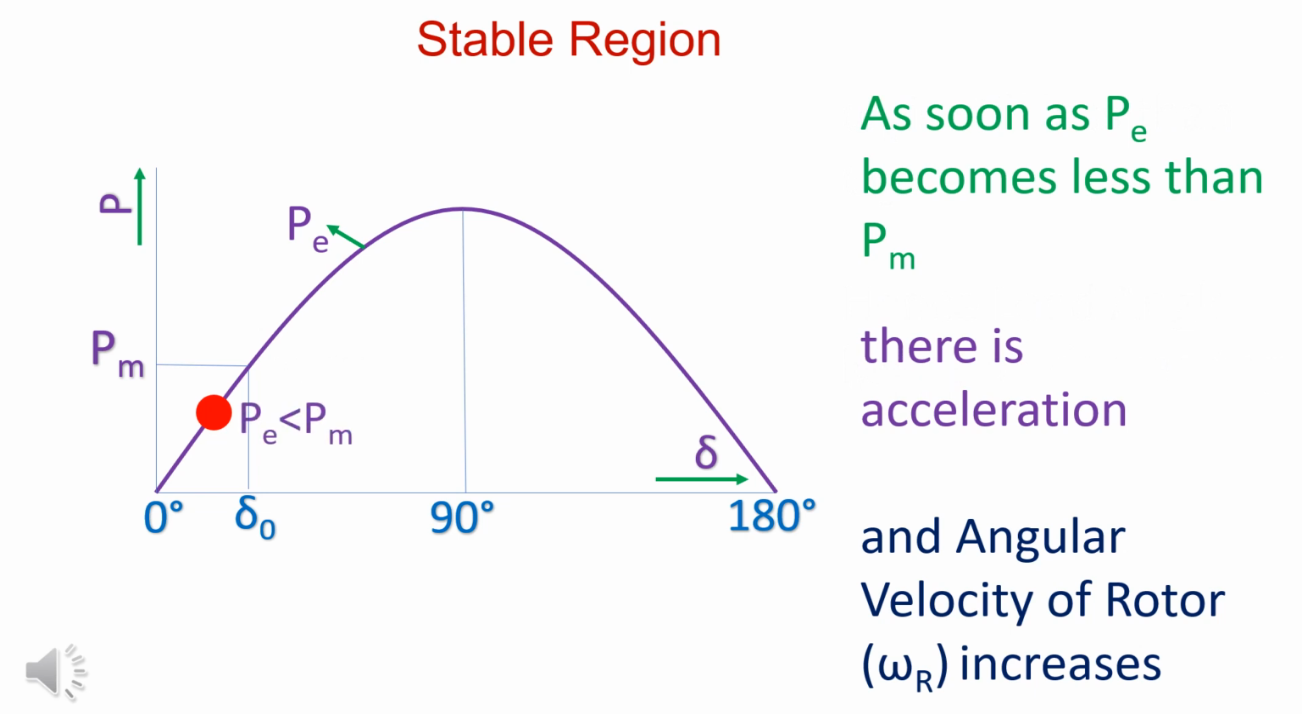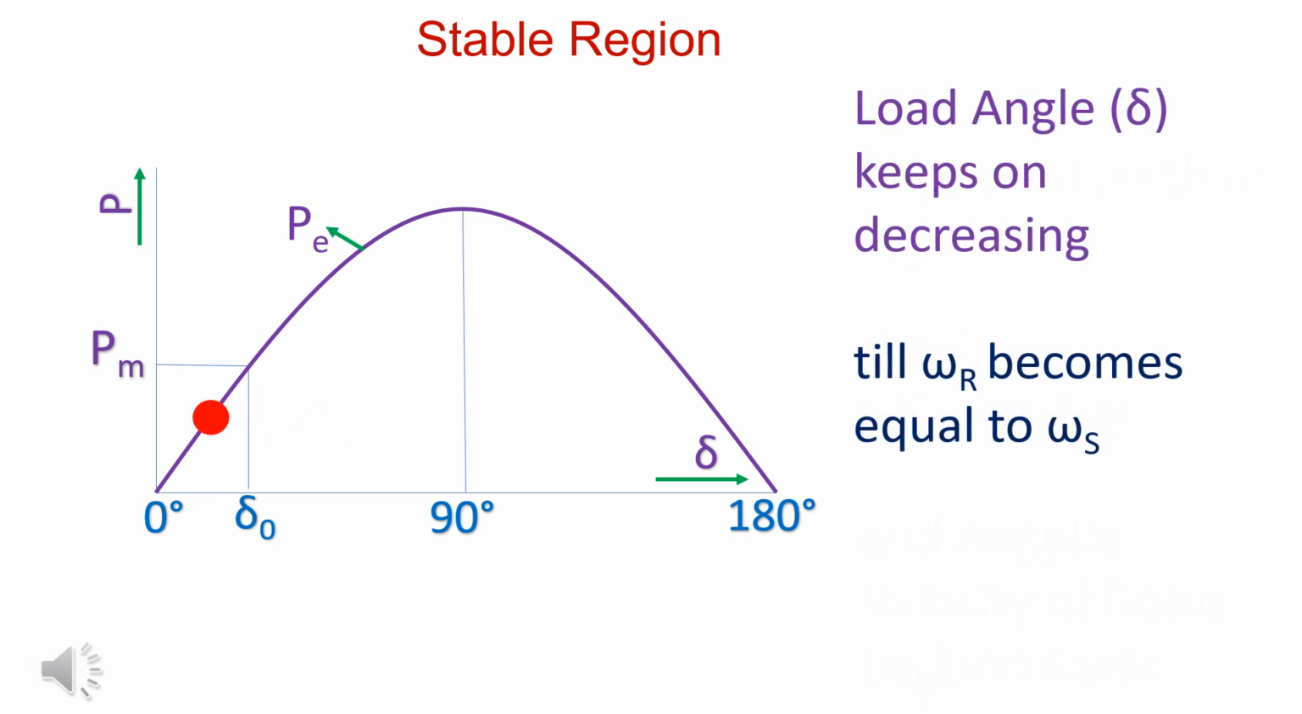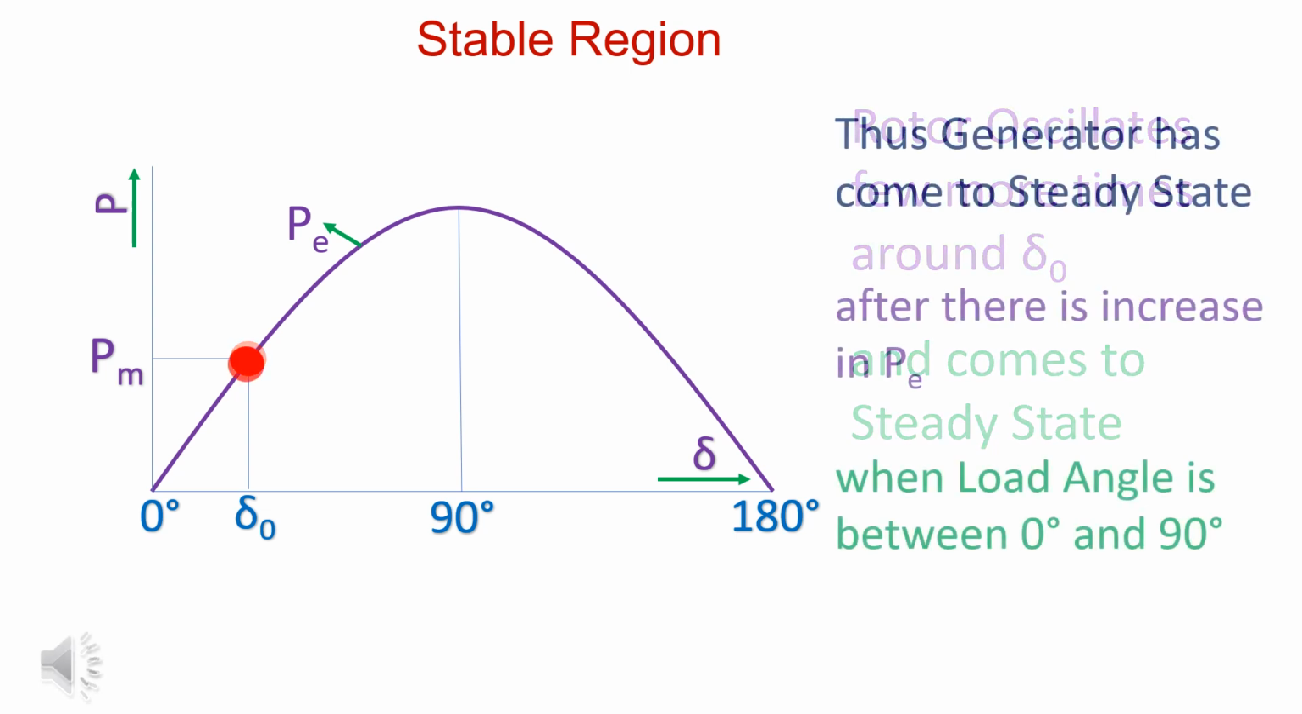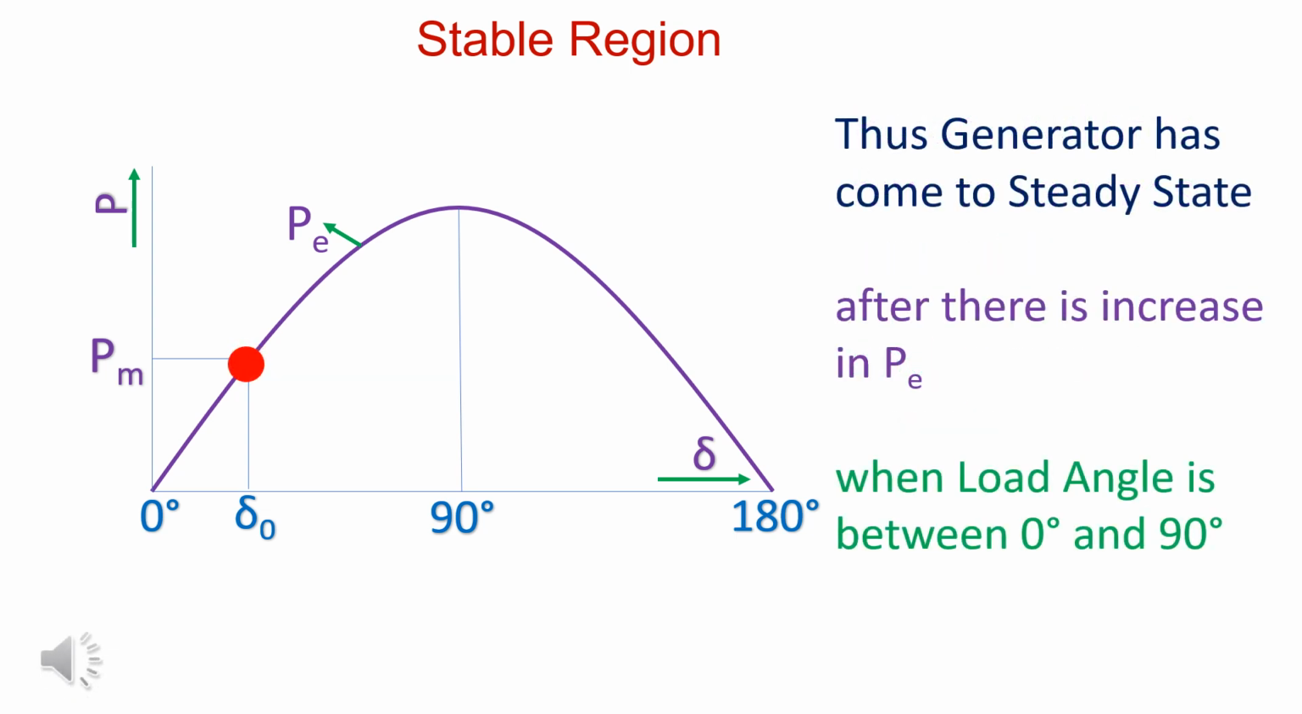Since now Pe has become less than Pm, there is acceleration and omega r starts increasing. Load angle keeps on decreasing till omega r becomes equal to omega s. Rotor oscillates a few more times and settles at delta naught. Thus, the generator has come to steady state after load increases suddenly.